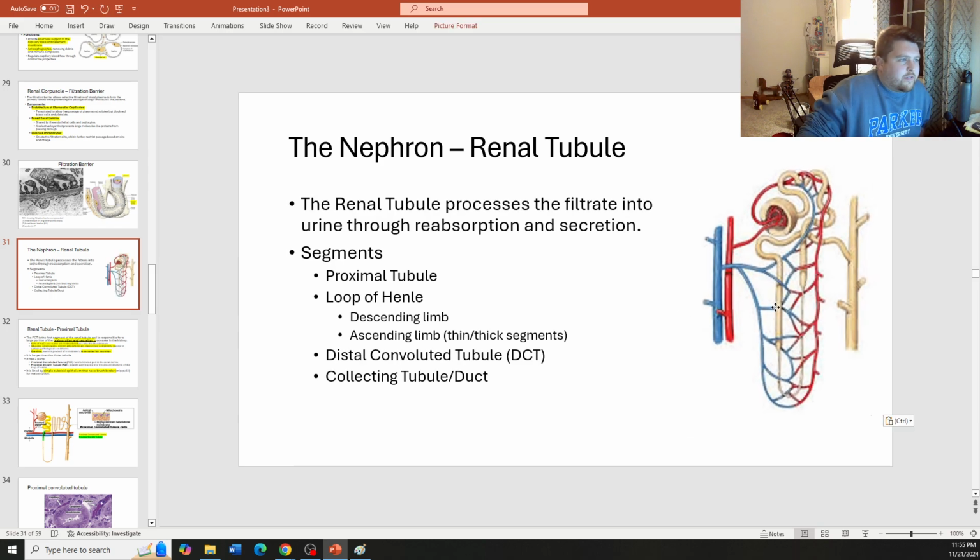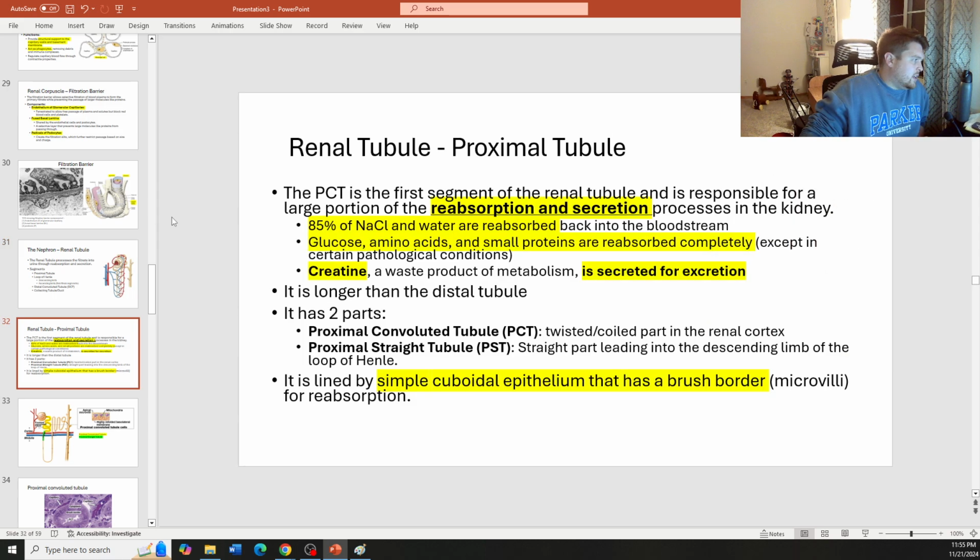And this is our nephron. This up here, we're talking about where the glomerulus is. That's that renal corpuscle. Then all of the tube work coming out of it, that is what we're talking about, the tubule portion of it.